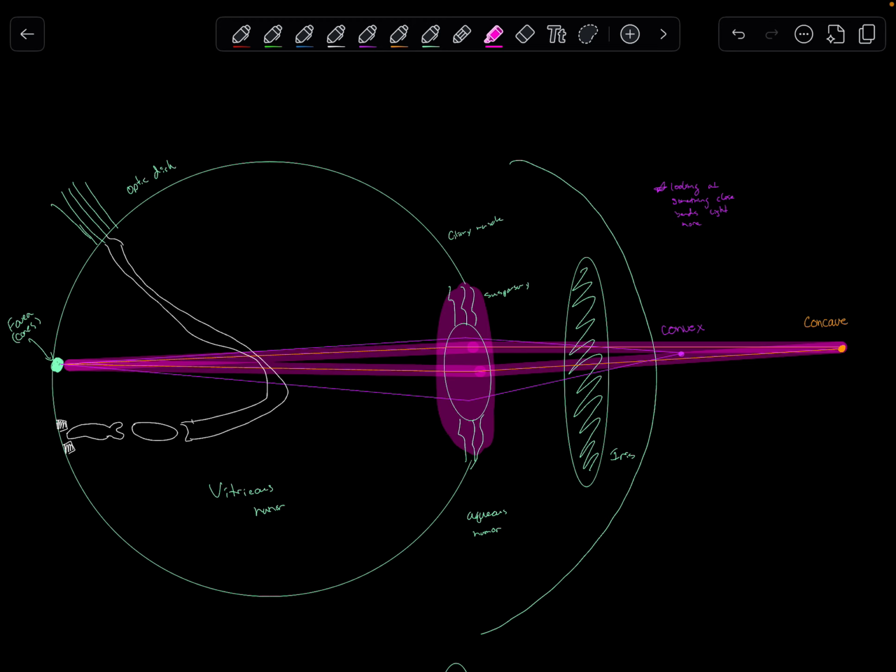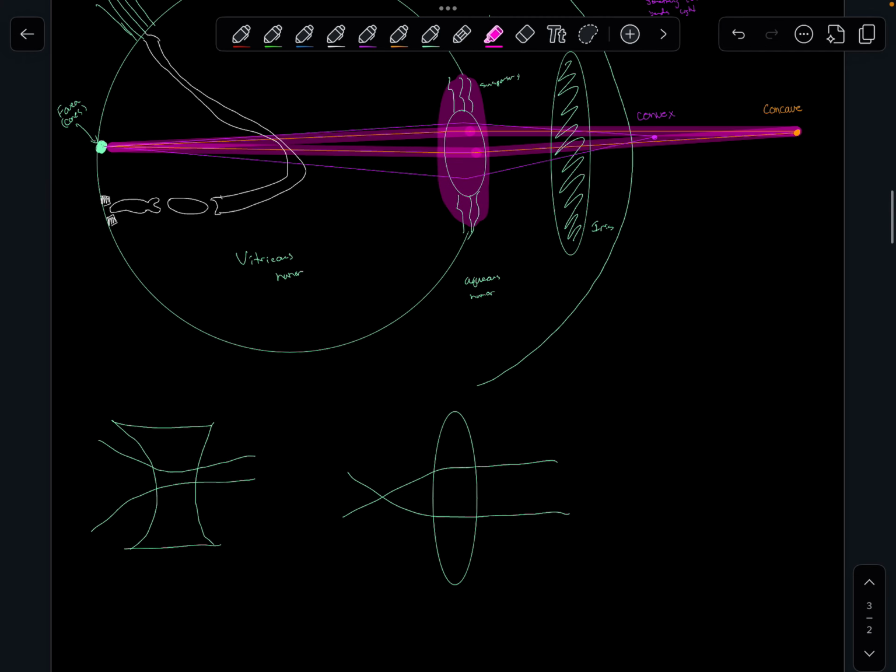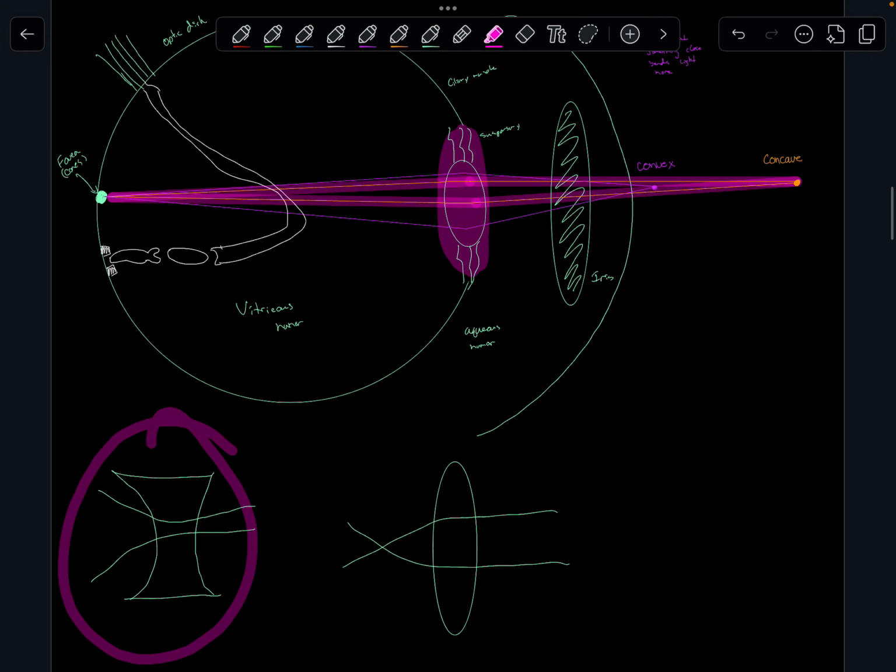Now, when we're talking about issues with our eyesight, if I can't see far, right, if I'm nearsighted, I'm going to use a concave lens. A concave lens is going to be like this guy down here. Concave lenses are going to refract the light a lot more so that it can reach the fovea.